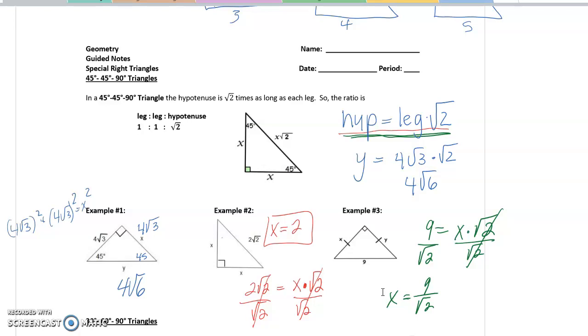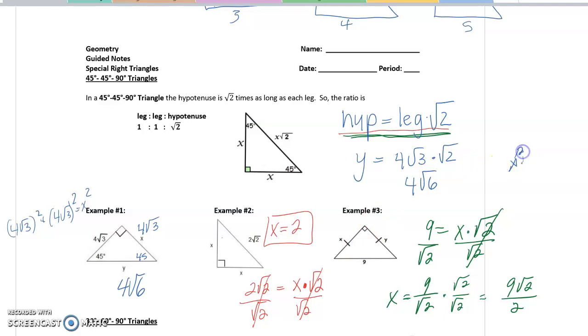But in math, we cannot leave radicals in the denominator. So I'm going to multiply by root 2, top and bottom. Everybody remember that? So across the top, I get 9 root 2, and on the bottom, I get 2. That's my answer. Some people might say, well, she's crazy. That's much harder than doing this.